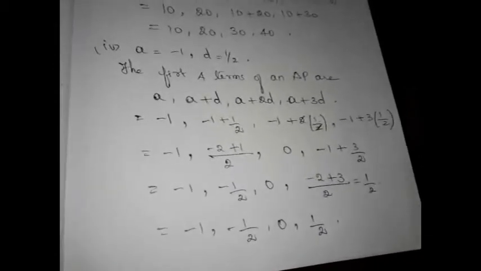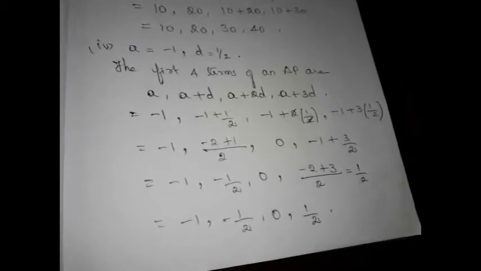Yes, hope you understood, and this is very easy. They have given you what A is and what D is. You have to just substitute in the first 4 terms. That's it, right? Hope you can do the remaining problems on your own. Let us solve the next question.